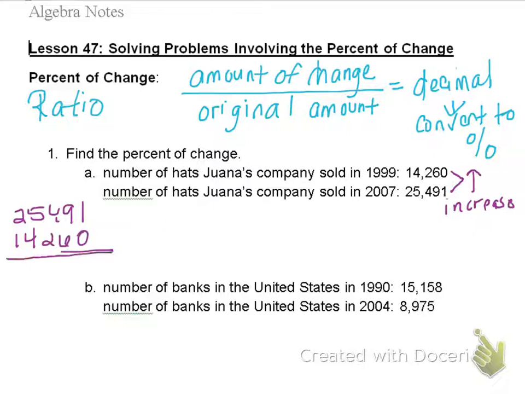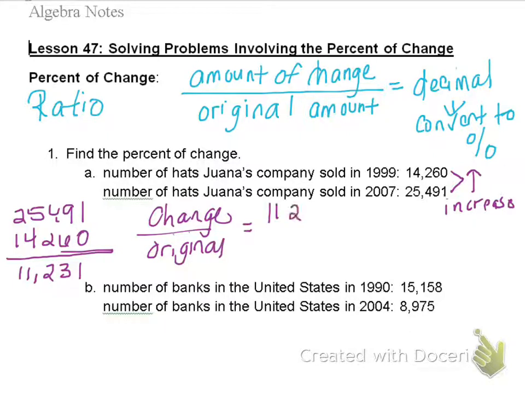If you do it the other way around, you'll end up with a negative, but when you put it into your fraction, you want to always use the positive form of the number. So 25,491 minus 14,260 is 11,231. Now we're going to plug that in to our ratio of change over original. So the change is 11,231 that we just found, and the original is 14,260. So if we plug that into the calculator and divide, you get 0.787.